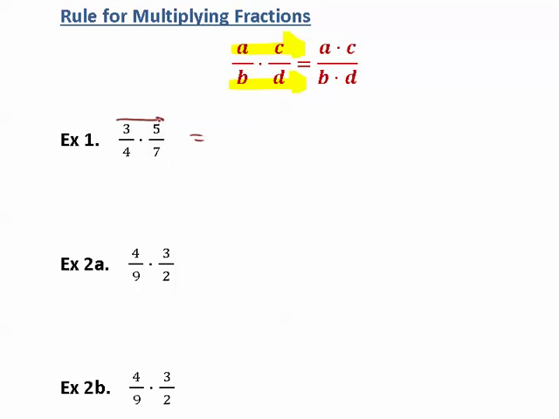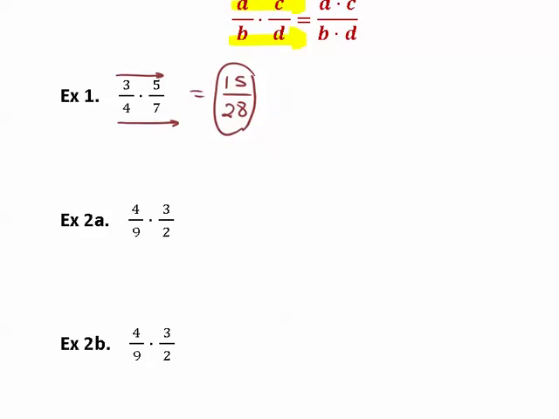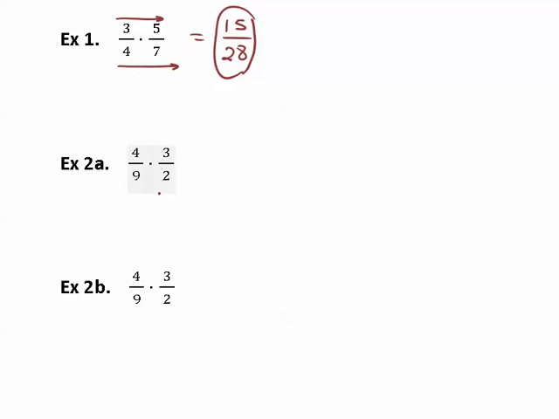So if I multiply across the top, 3 times 5 is 15. And across the bottom, 4 times 7 is 28. So the answer is 15/28. In example 2a, we're going to actually take a look at this problem twice. It's the same problem. You can see 4/9 times 3/2.